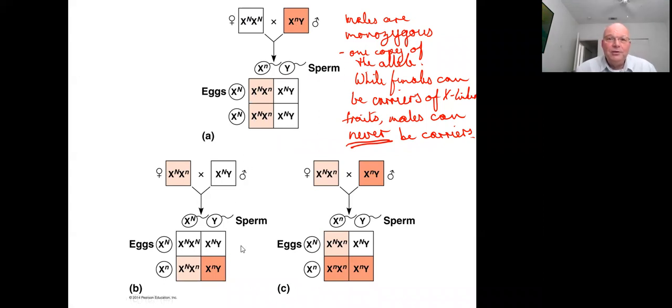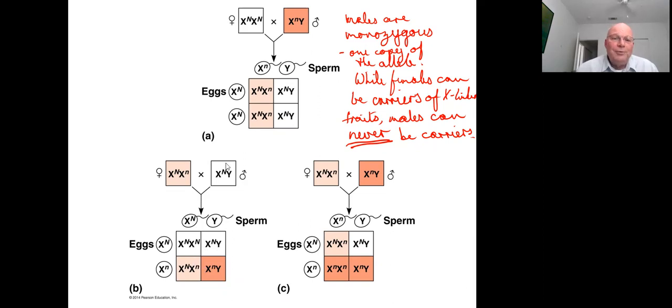So here's the next situation. And now I'm going to move this box back up to the top again. A carrier female with a normal male. So again, the males get a Y from their father. They get their X from their mother. And because their mother is a carrier of the trait, half of the males get the X big N, half of the males get the X little n. So half of the males show the trait, and half of the males are normal.